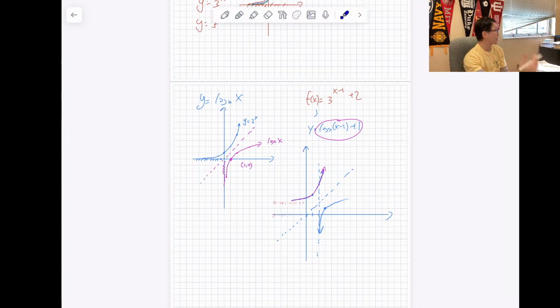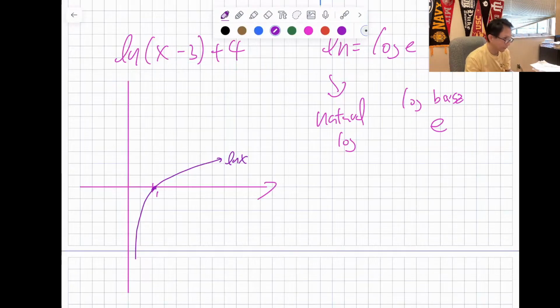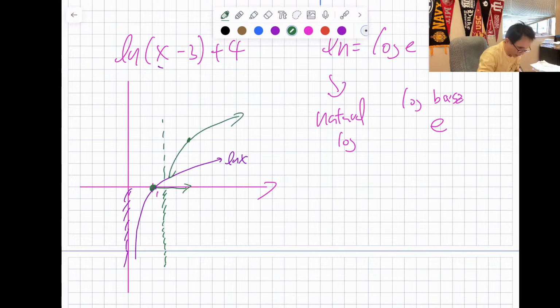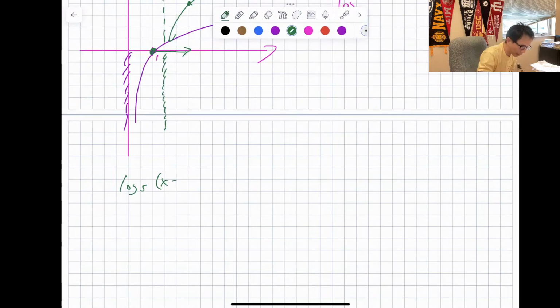It doesn't matter whether they are natural log or log base 10. This is the asymptote right here. Now, if I have natural log of (x minus 3), that means move which way? Now this anchor point is going to move right 3 and up 4. So the graph is going to be this, with the anchor point like this. Now how much does it curve? I don't know. I can't really restrict it. When somebody graphs like this, I'm okay with that.